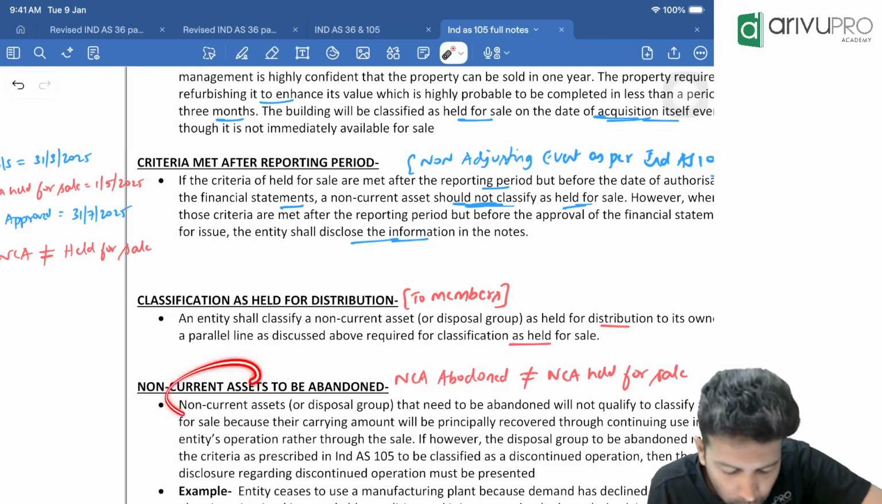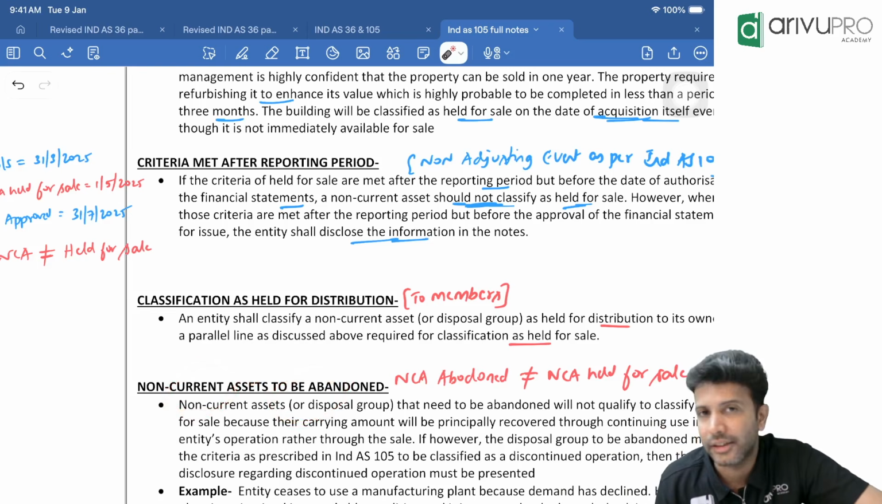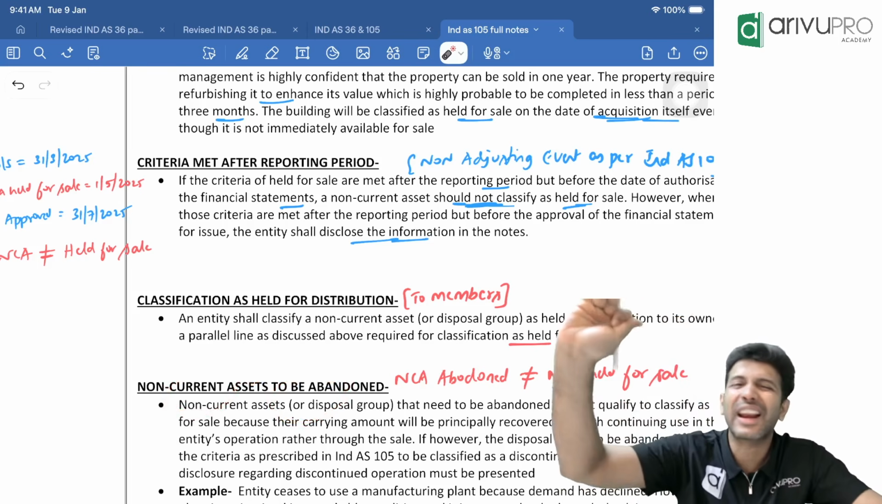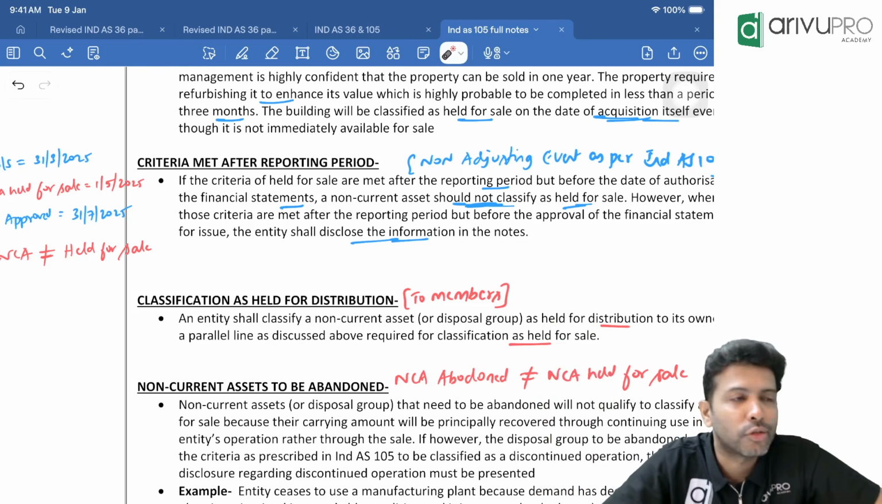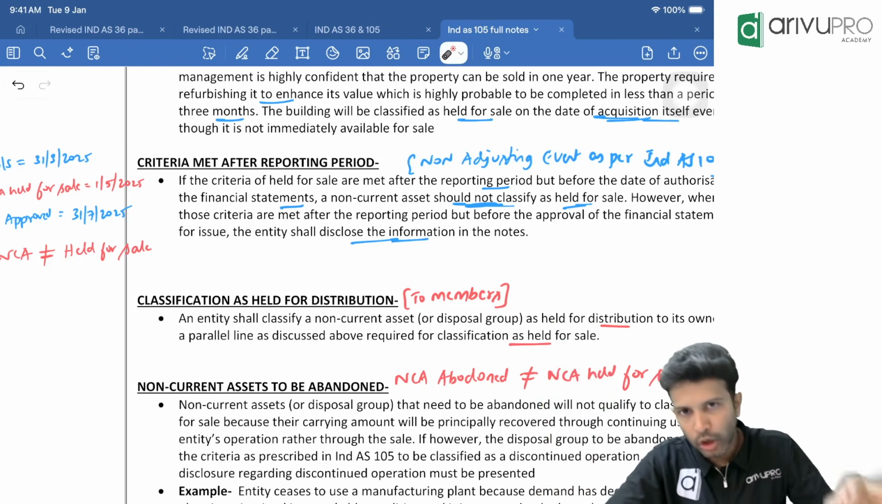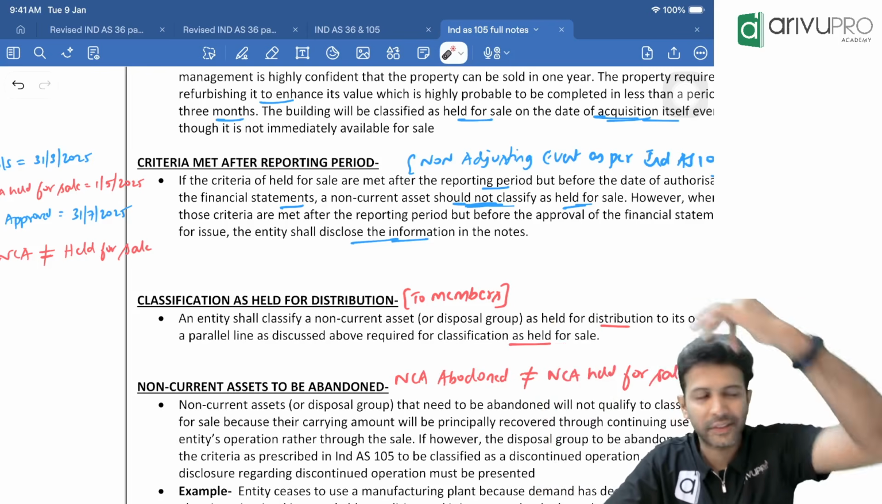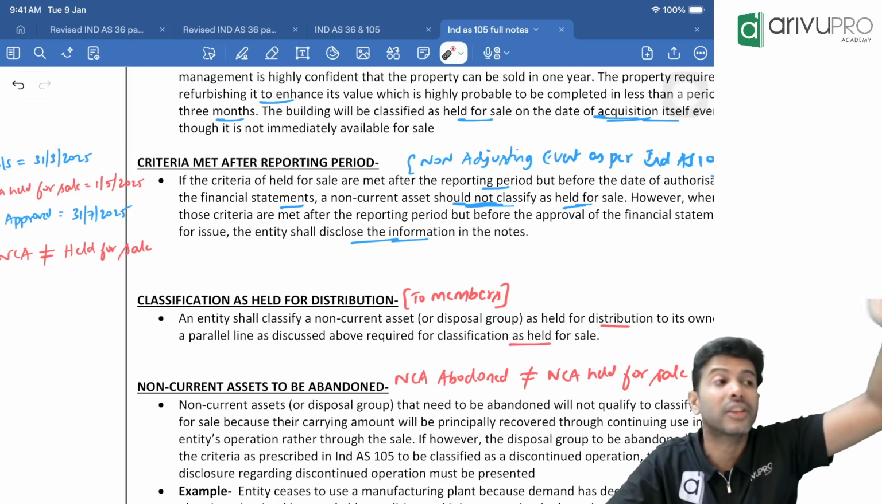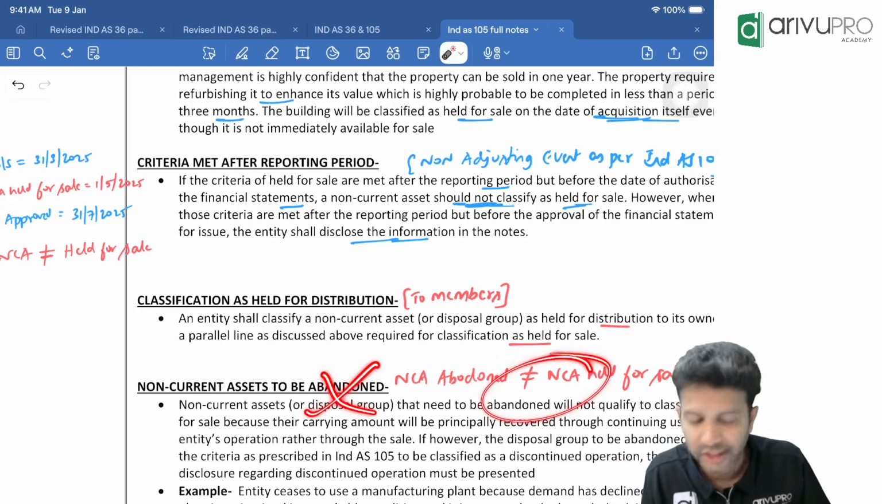Next one. If a non-current asset is planned to be abandoned, we are planning not to sell it, but just to abandon it, scrap it. Can you apply Ind AS 105? No. If you want to apply Ind AS 105's provision, the very heading is a giveaway: non-current assets held for sale. Held for sale. Abandonment is not sale.